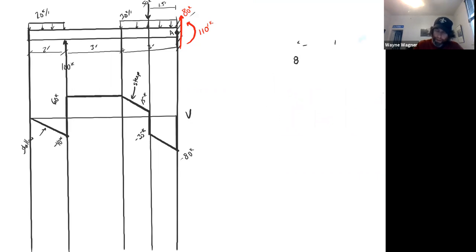I positively loved doing these when I was in statics class. To me this was very fun. So I hope that everybody finds something in statics where they're like, this really speaks to me. I found trusses really fun. I found this really fun.